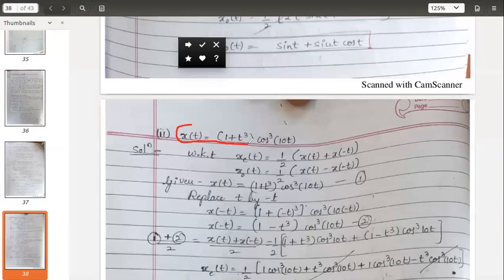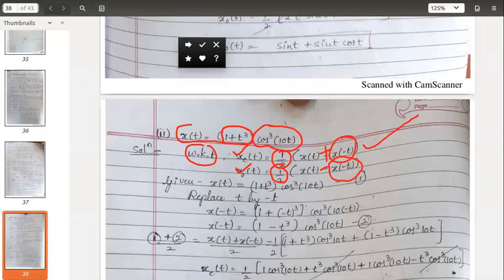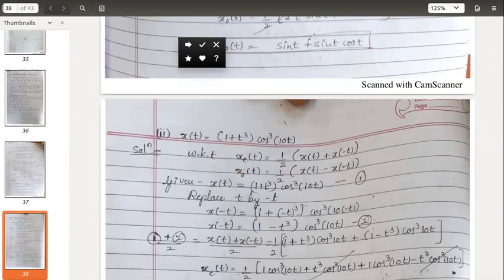Given x of t is 1 plus t cube into cos cube of 10 into t. This is the question. Let's start the solution. As I told you, for the even part you have to take reflections, add or subtract the 2 signals and half the amplitude. Then you will get even and odd components. These are the standard equations to find even and odd part. So these 2 equations are the base for us.